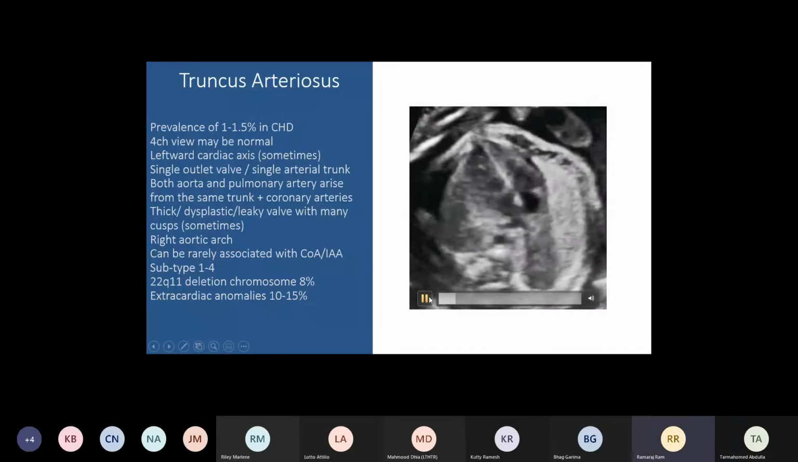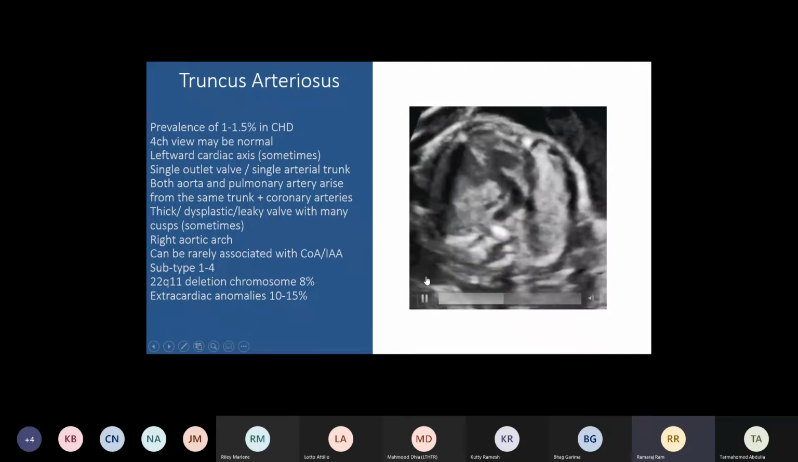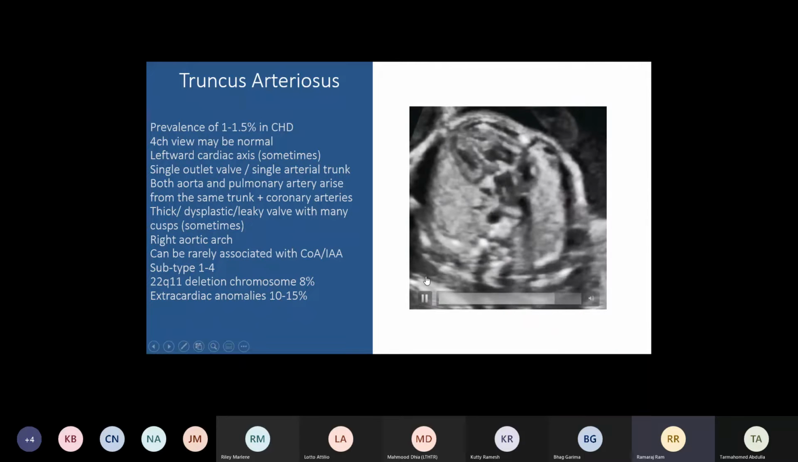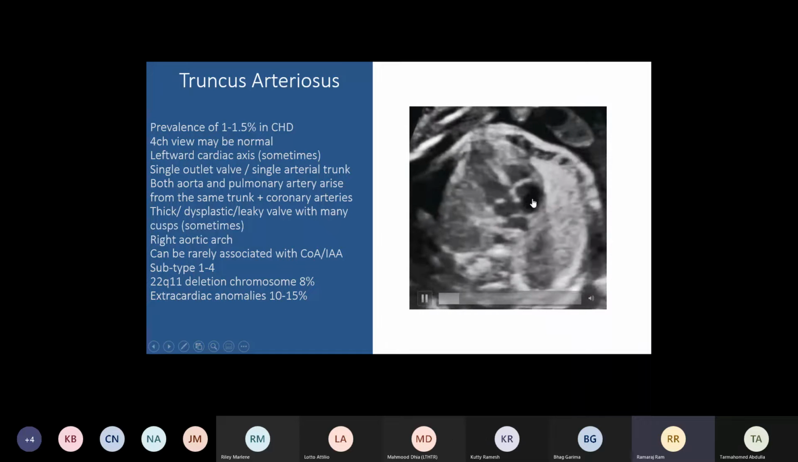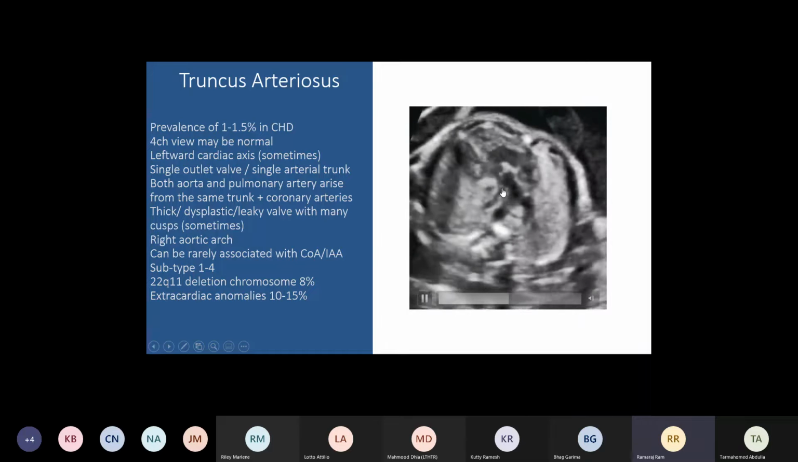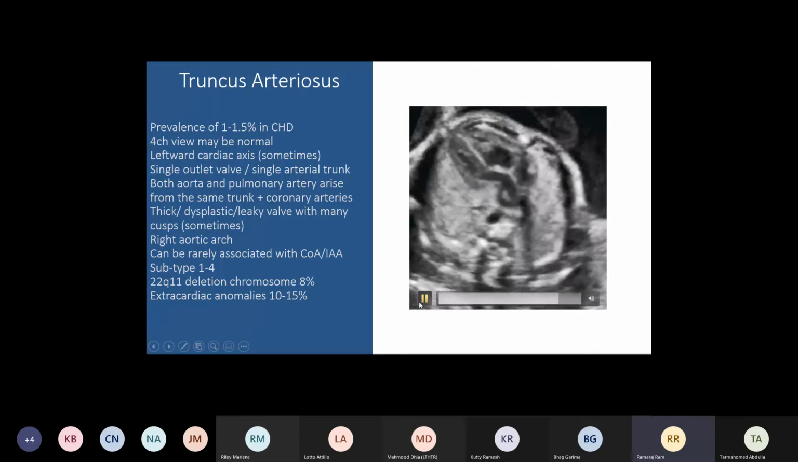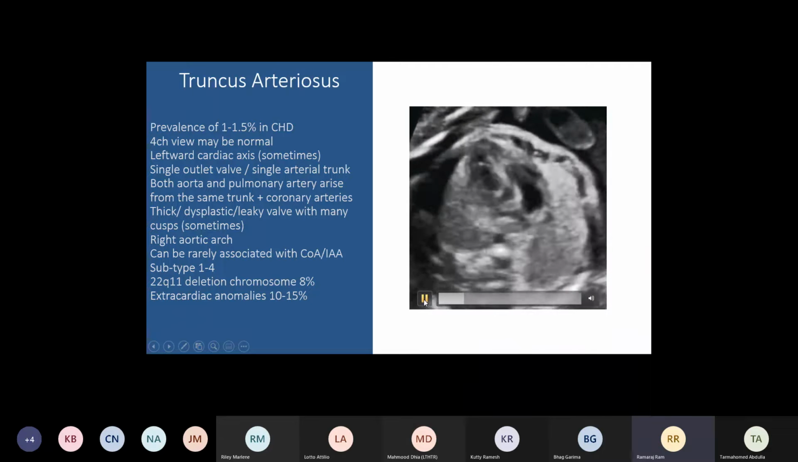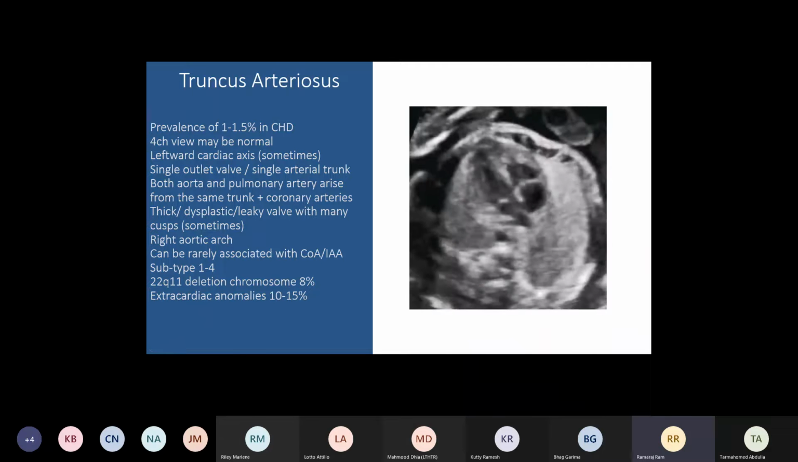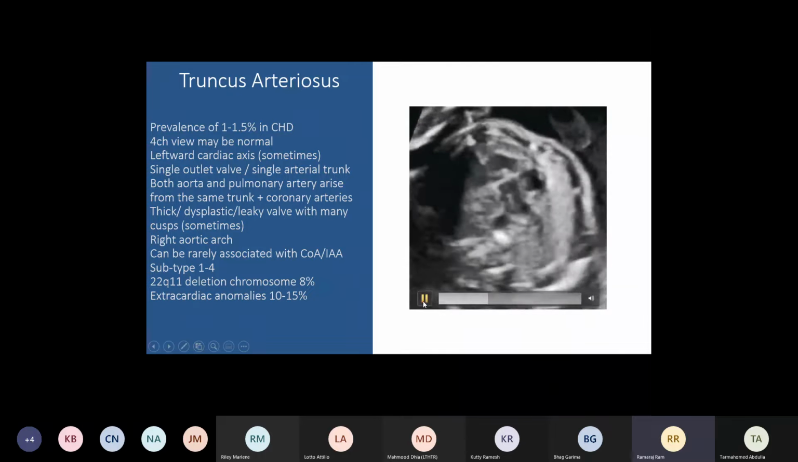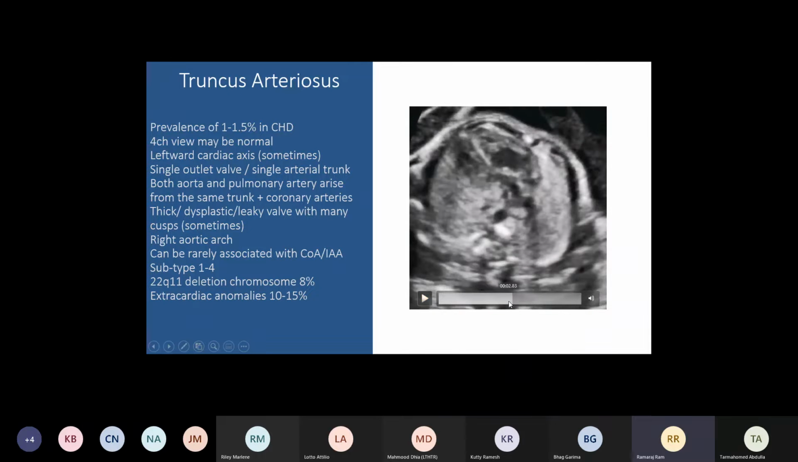Yeah, so play this one. So normal inflow. As you come out is an outflow, then you start seeing the posterior main pulmonary artery, which is attached to the aortic root. So truncus arteriosus here is about 1.5% of congenital heart abnormalities, and has a higher association with DiGeorge syndrome and extracardiac abnormalities.